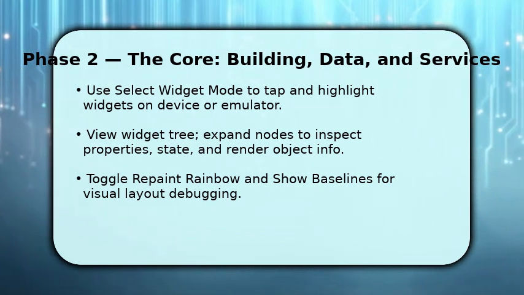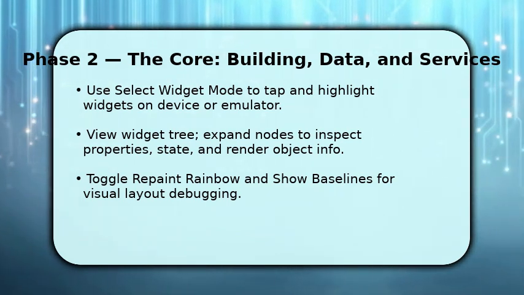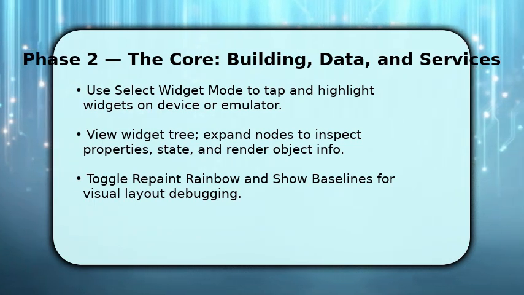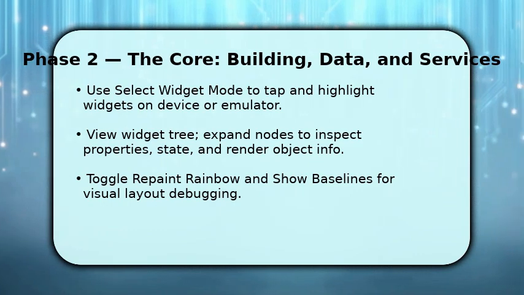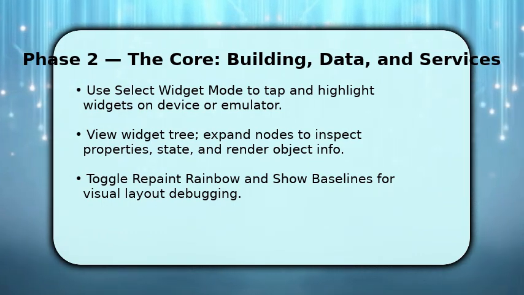Make sure to use layout toggles like Repaint Rainbow and show baselines to visualize paints and alignment. Also, use the search box to quickly find widgets by type or key when trees get large.